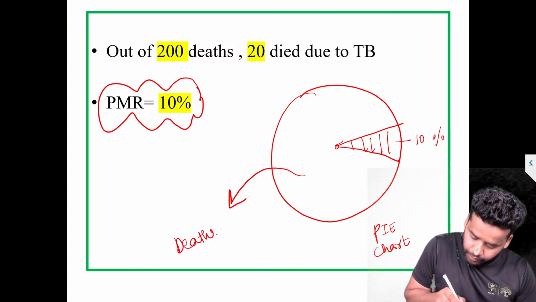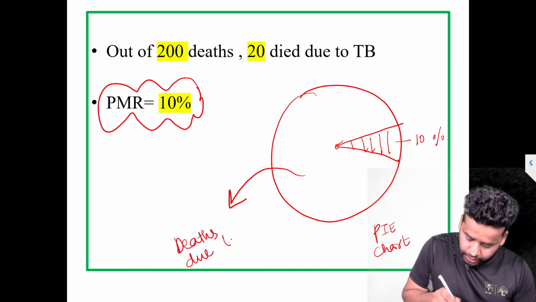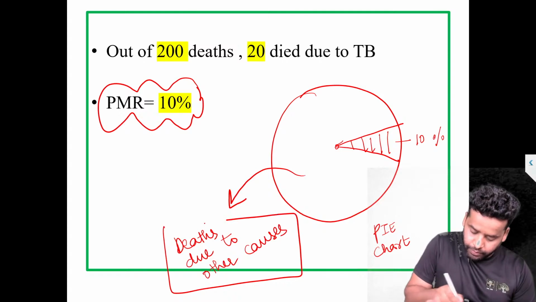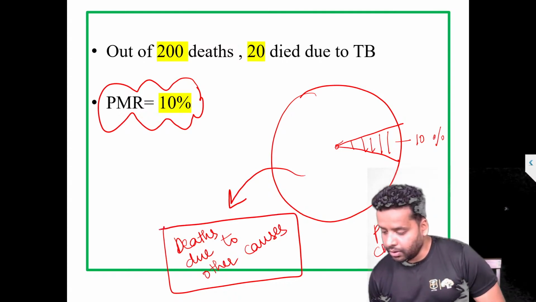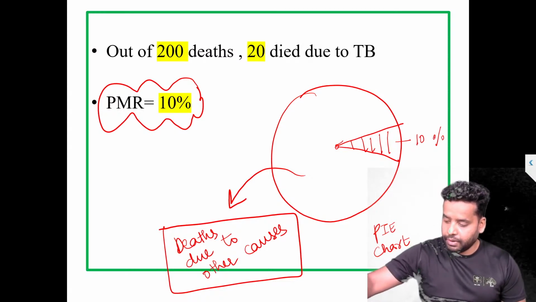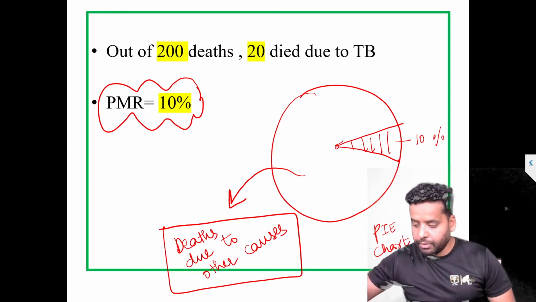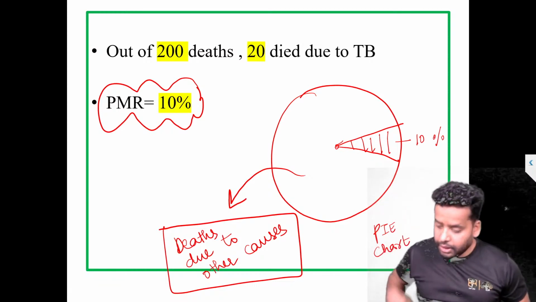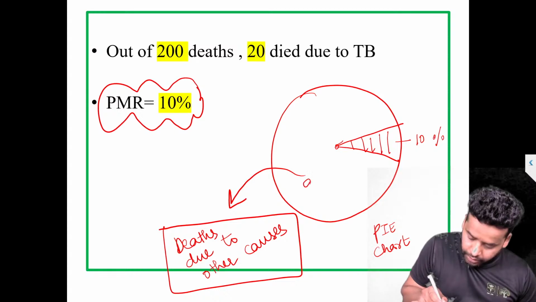Easy question. But still you make mistakes in the exams. That is what exam is all about. Deaths due to other causes. Correct. So make one pie chart and write this. They'll ask very basic things. You are making mistakes, that is where they are asking again and again. Remaining 90% is due to other causes.